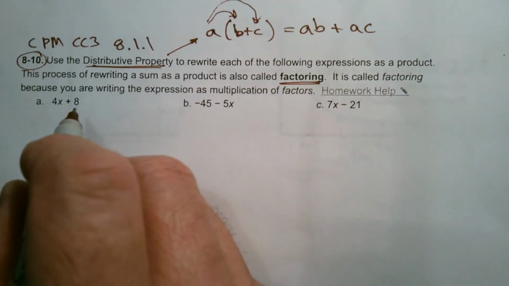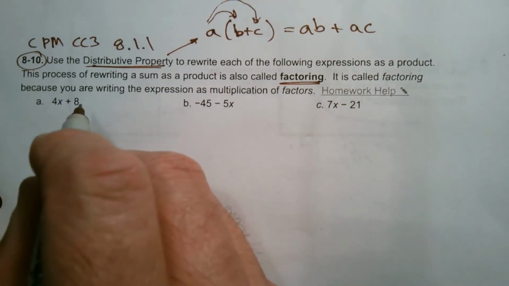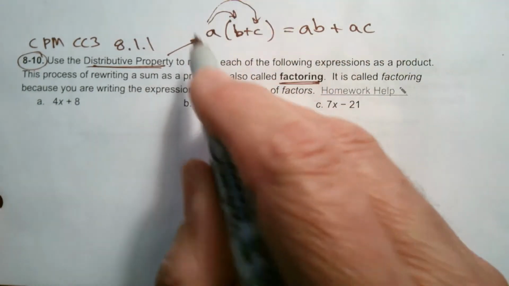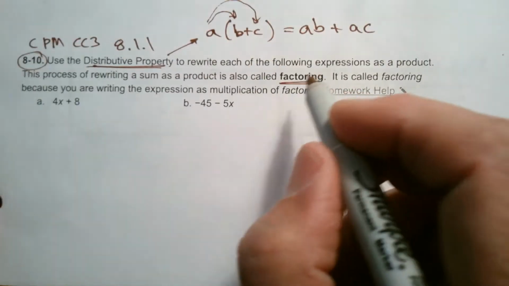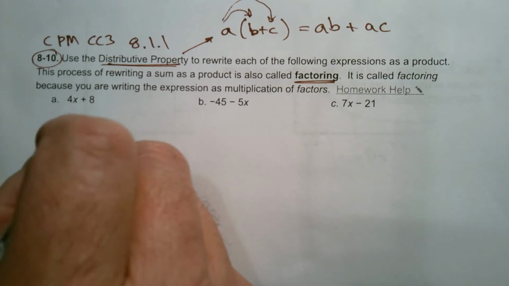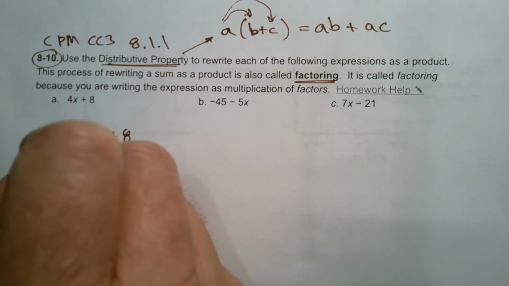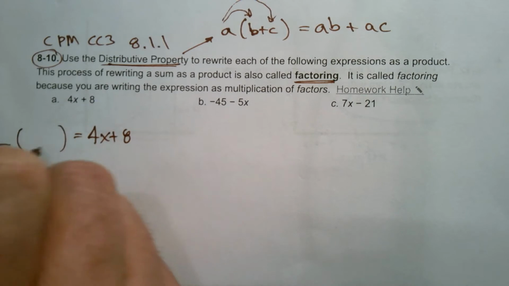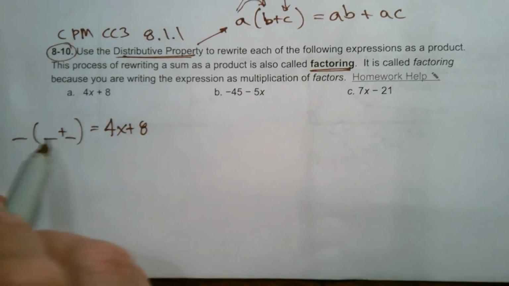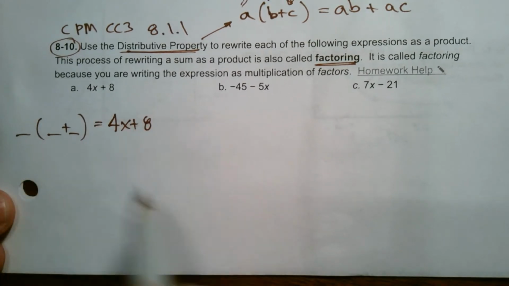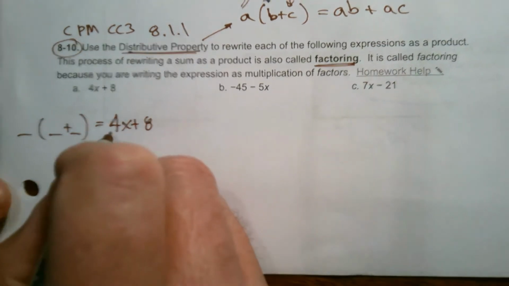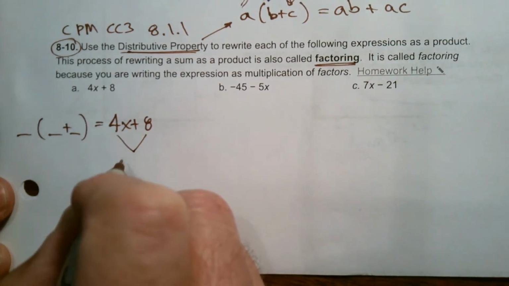So what I'm looking at here is 4x plus 8, which is the answer to using the distributive property. I want to go backwards, and that's considered factoring. So I want to figure out, how did I get 4x plus 8? What times this binomial inside? What could I put here? What number times this expression inside would give me 4x plus 8? So we think about factors, multiplication of factors. What are some common factors?